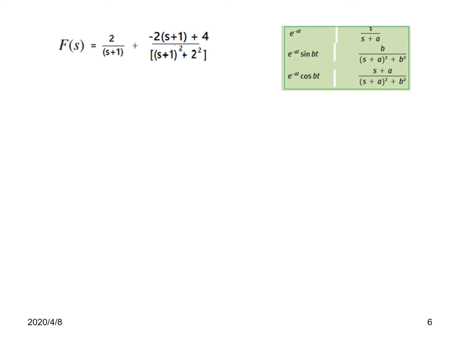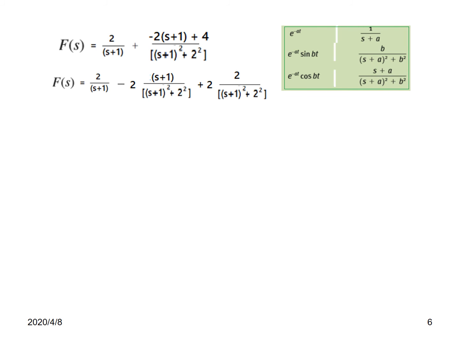Okay, so we are here and now we separate the terms. So we separate these two terms. Minus 2 times s plus 1 divided by the denominator, and 4 is written as plus 2 divided by the denominator. And now you see this matches exactly, this one matches with this.